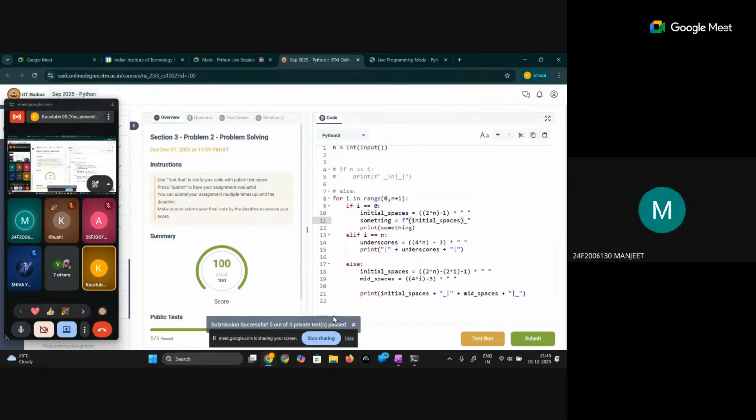Sir, I have one more doubt. Yes, please ask. In line number 12, can you please shift one tab to the left? According to me, that would also work. Maybe. You're defining this print something. I think that will work. Yeah, it will work, but is it recommended? I don't think so.